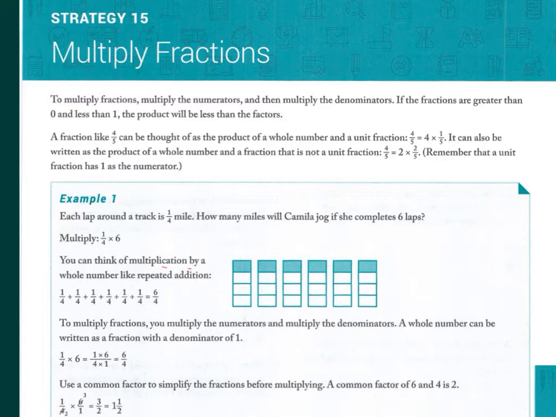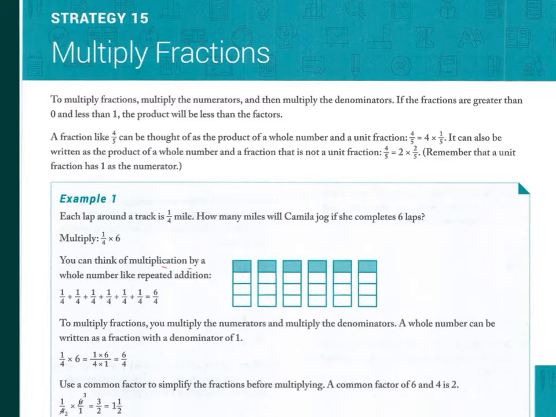So let's look at example 1. Example 1 reads, each lap around a track is 1/4 of a mile. How many miles can Camille jog if she continues for 6 laps? So we know we can multiply 1/4 times 6. Or you can think of multiplication by a whole number like repeated addition: 1/4 plus 1/4 plus 1/4 plus 1/4 plus 1/4 plus 1/4 equals 6 over 4.